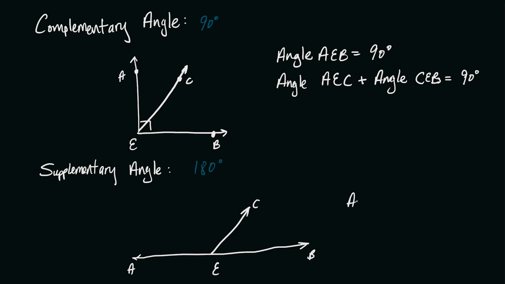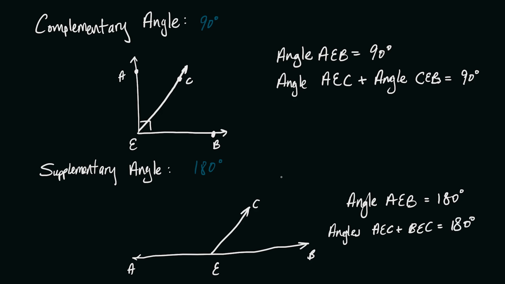Now angle AEB is equal to 180 degrees. That means angle AEC is going to be added onto CEB to make it 180. So we can write angles AEC plus CEB equals 180 degrees. But writing the word angle so many times is annoying, and it's a long process.